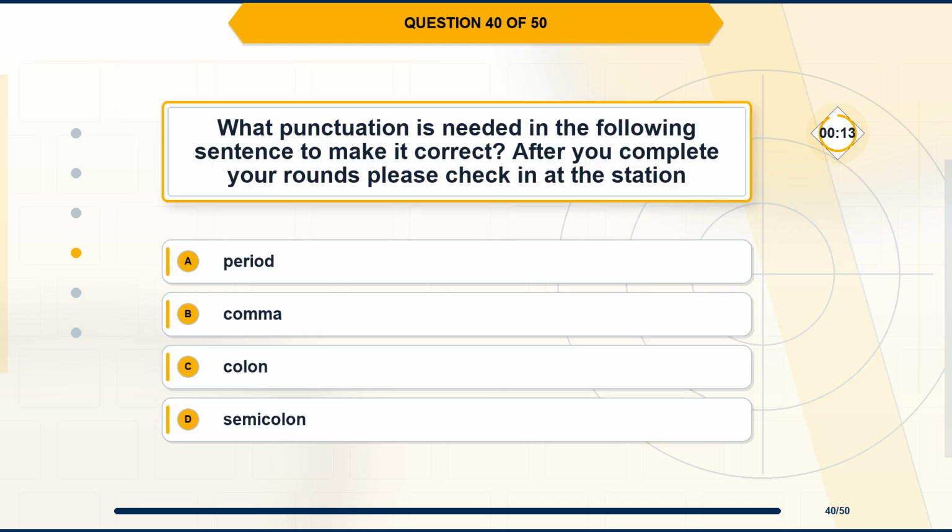Question 40. What punctuation is needed in the following sentence to make it correct? After you complete your rounds, please check in at the station. Option A. Period. Option B. Comma. Option C. Colon. Option D. Semicolon.